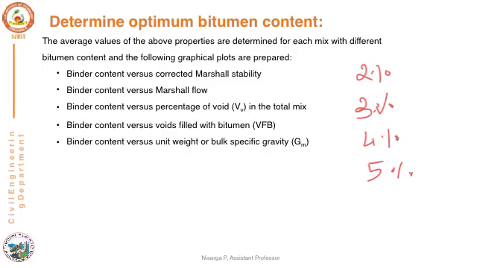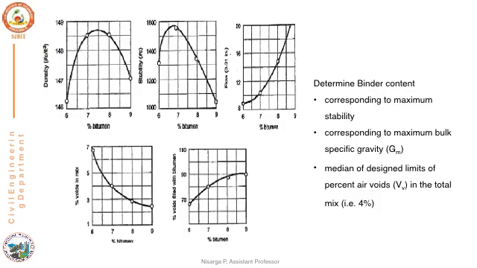Once the volumetric analysis is done, you have to plot various graphs, which include binder content versus the corresponding Marshall stability value, the second graph, binder content versus Marshall flow, binder content versus percentage air voids, binder content versus voids filled with bitumen, and binder content versus the bulk specific gravity. So these are all the graphs that you have to plot after the completion of the stability test and the void analysis.